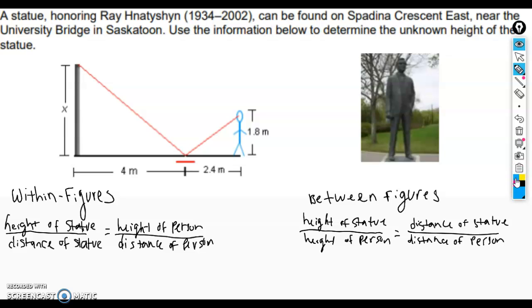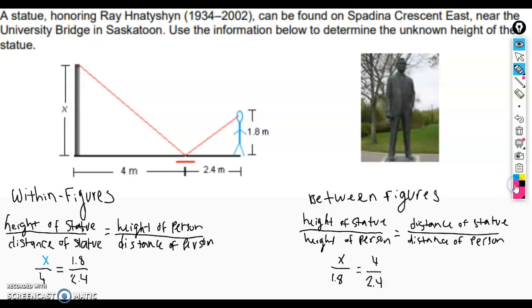So let's fill in some values. The height of the statue is x. So if I'm going to start on the within figures, height of the statue is x over the distance of statue is 4. That's going to equal the height of the person, which is 1.8 meters, over the distance, which is 2.4. If I set up the ratio between figures, the height of the statue is still x. The height of the person is 1.8, which is going to equal the distance of the statue, so that's 4, over 2.4.